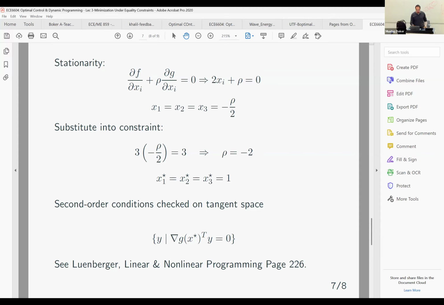For more on this problem, you can consult the book Linear and Nonlinear Programming, by Luenberger, page 226. This is where we got this example from. All right, any questions?